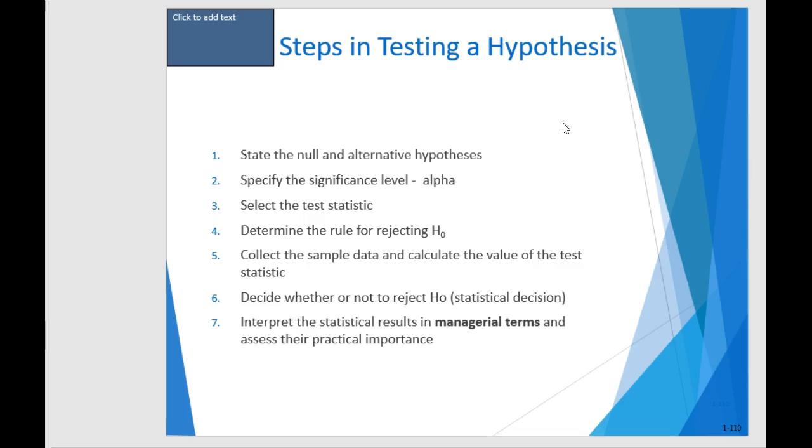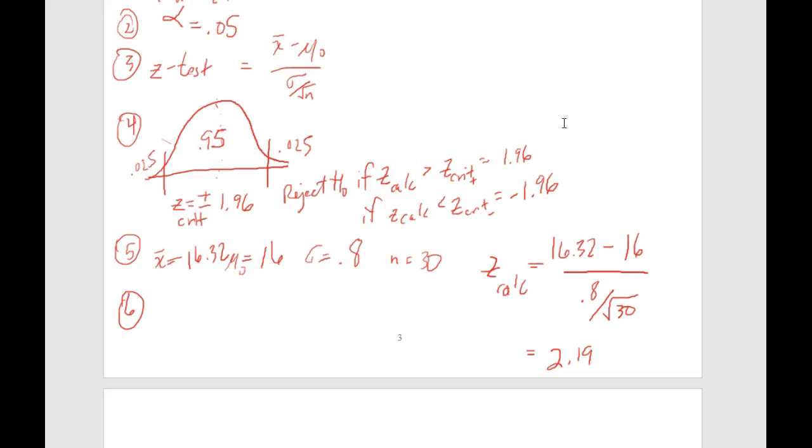Number 6 is decide whether or not to reject H naught. So make our statistical decision. Well, the way that we decide to reject H naught is we look at number 4 and we say, how does this apply to the rules that we came up with? Is it greater than z crit positive, or is it less than z crit negative? It's not less than z crit negative, right? It's not even a negative number, so we don't have to worry about the second one. Is it greater than z crit positive? Is it greater than 1.96? Yes, it is.